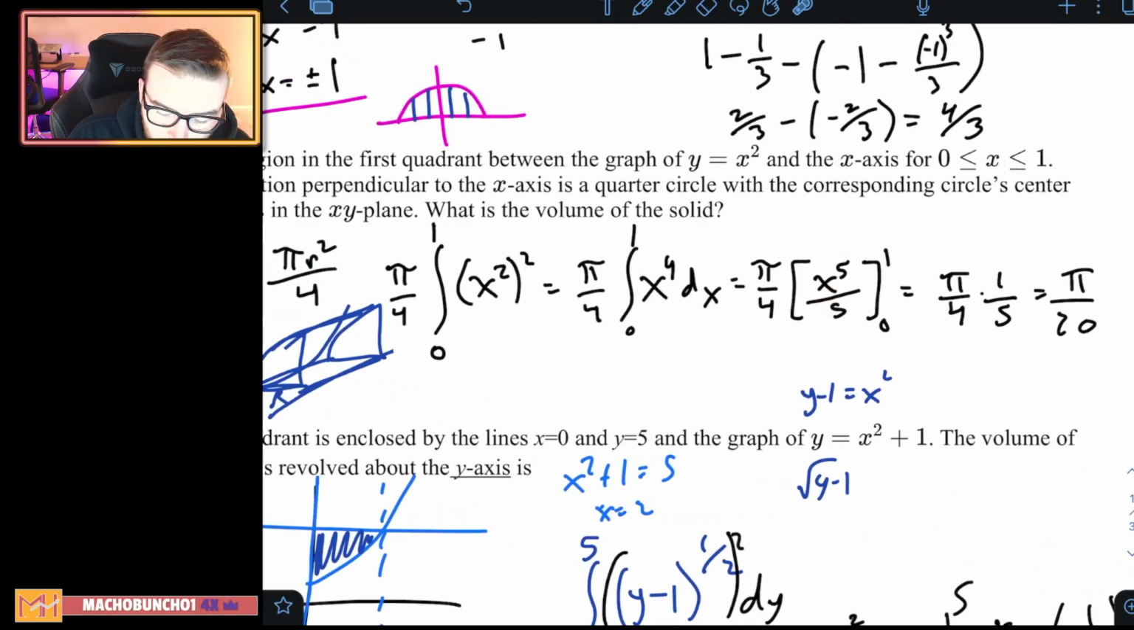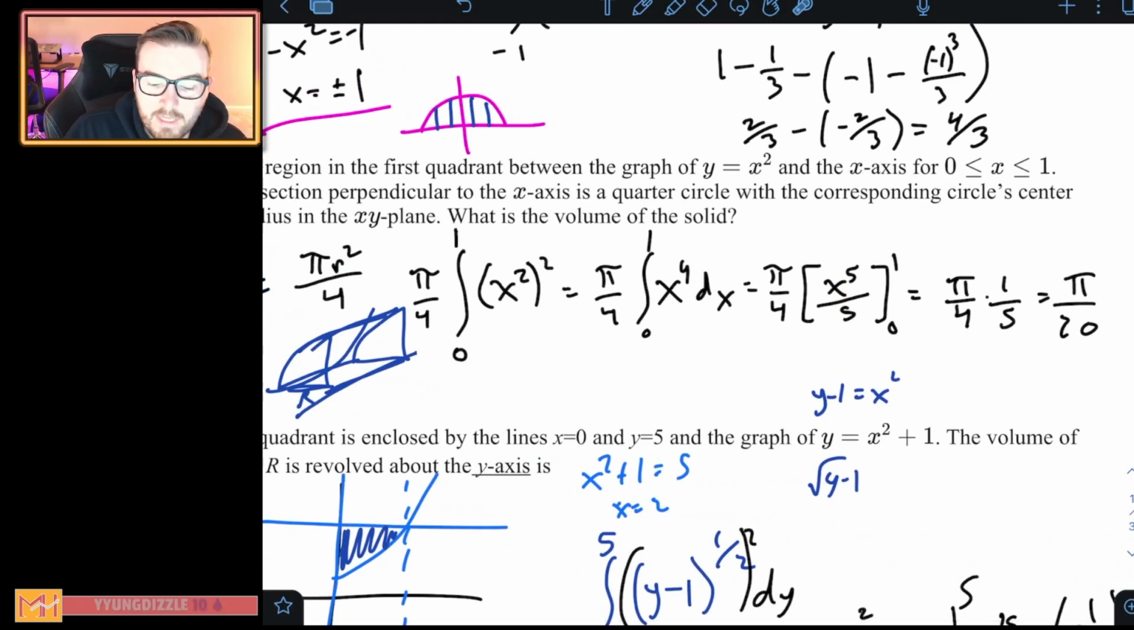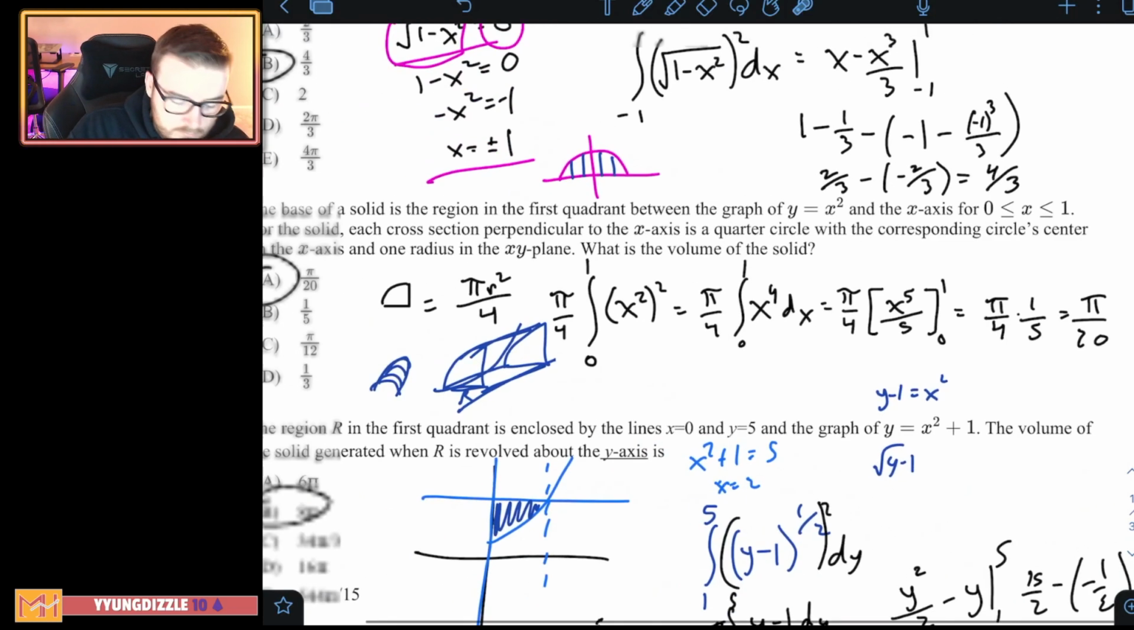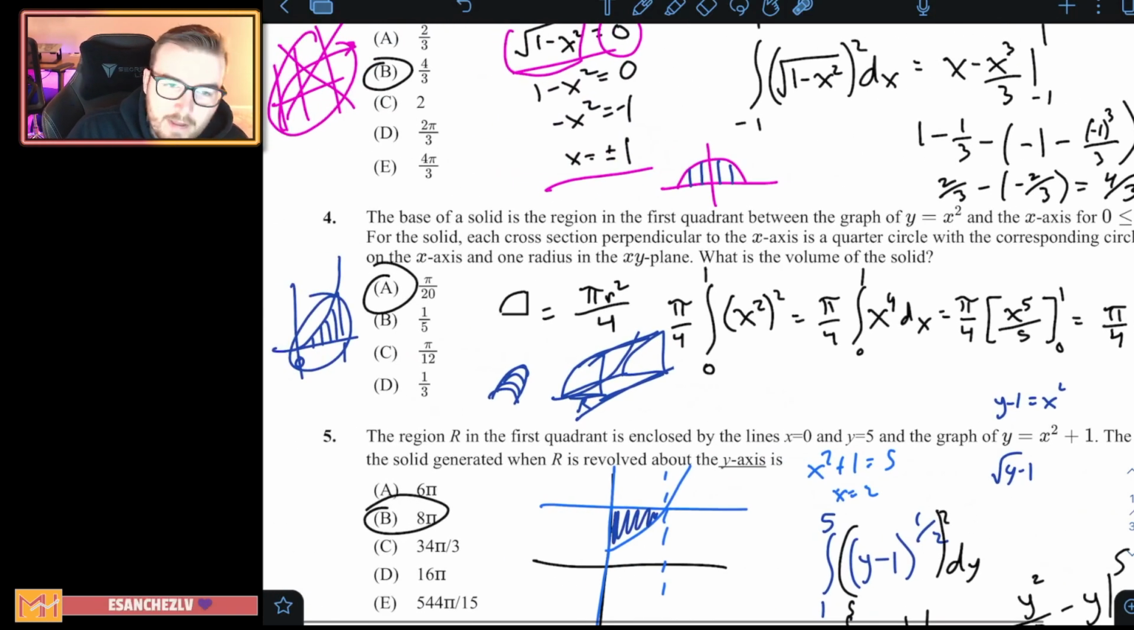That one's not too bad. What's bad about that is not being like, quarter circle, just divide by 4, move on.